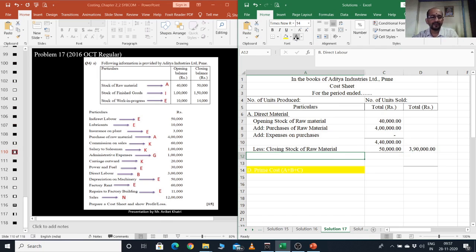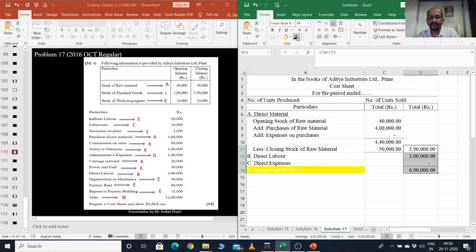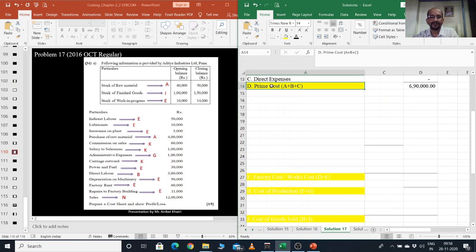Next point is B, that is direct labor. Find out where is the B item. Here it is, 3 lakhs. So write direct labor and directly in outer column write the figure 3 lakhs. Next, write the C, direct expenses. I don't see direct expenses figure, so I'll just keep it blank. Now do the total of these three things. It is 6,90,000 and this is your prime cost.